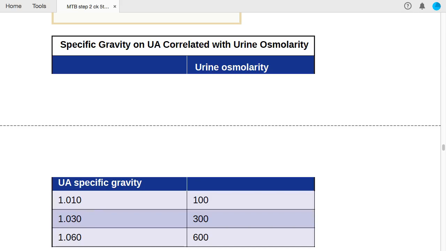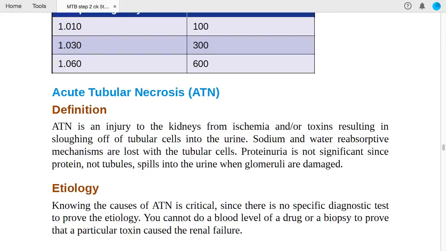Now we are coming towards ATN, a very important topic of nephrology. Acute tubular necrosis is an injury to the kidneys from ischemia. So here the etiology is low blood supply and/or toxin resulting in sloughing off of tubular cells into the urine. So actually the tubular cells are going to slough off because of toxins or low blood supply, and they're coming into the urine. That's the main pathophysiology of acute tubular necrosis. Sodium and water reabsorptive mechanisms are lost with the tubular cells. So here we are going to see that the reabsorptive mechanism, sodium and water reabsorption, is actually lost.